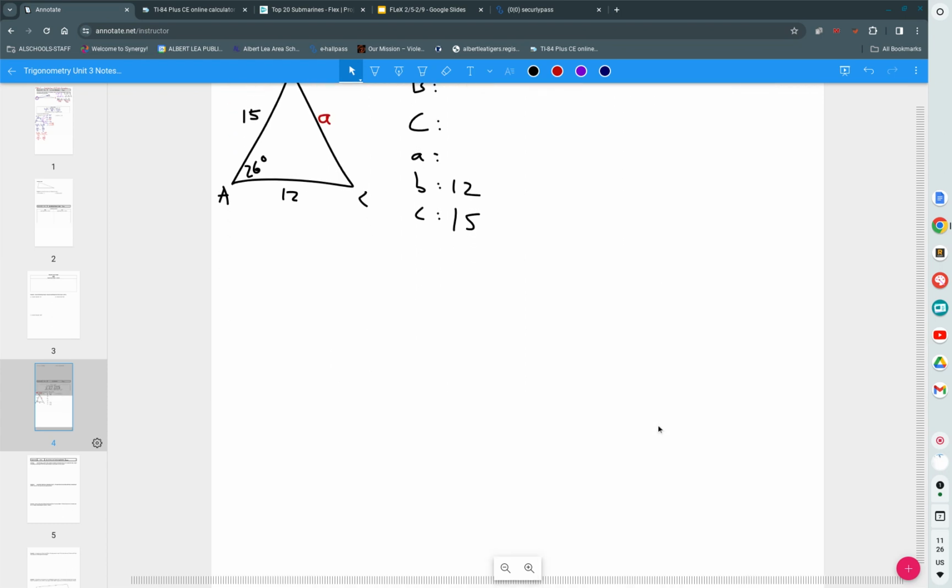So I'll set that up, and I will write down a squared is equal to b squared, or 12 squared, plus 15 squared, minus 2 times 12 times 15 times the cosine of what? 26.